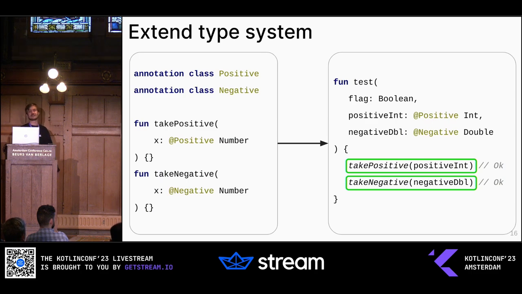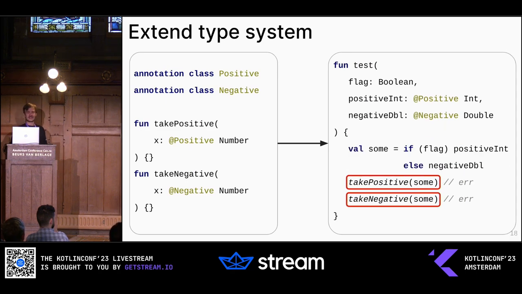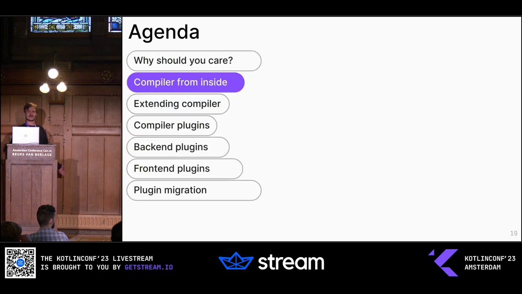How does it work? Here, takePositive and takeNegative calls are compiled correctly because the signs are correct. If we replace arguments this way, then takePositive cannot accept a negative double, and this code will not work. In case the sign of some variable isn't known at all, then both takePositive and takeNegative calls are erroneous. So, okay, it was an answer to the question, why should anybody care? You have seen some examples.